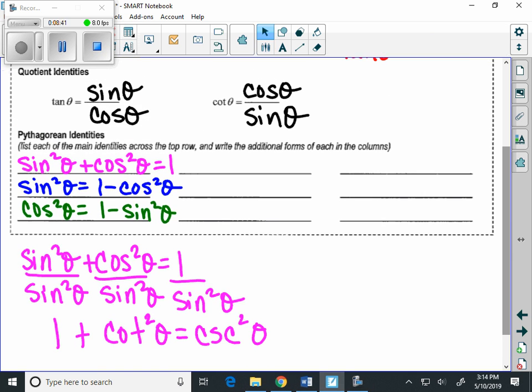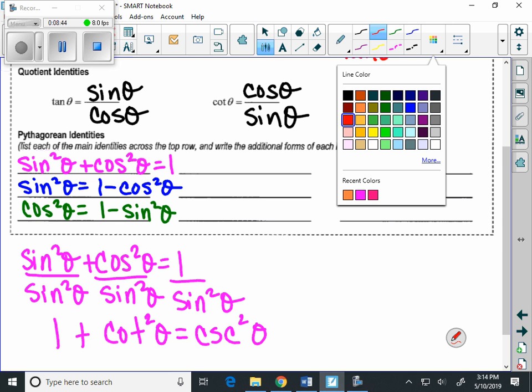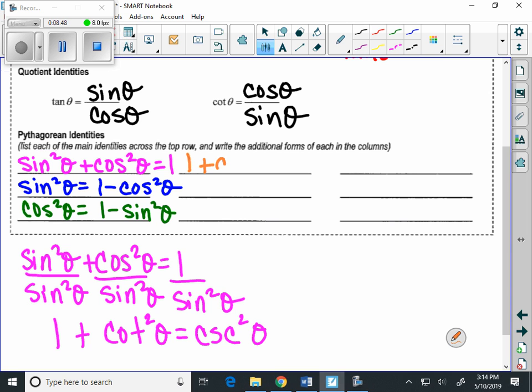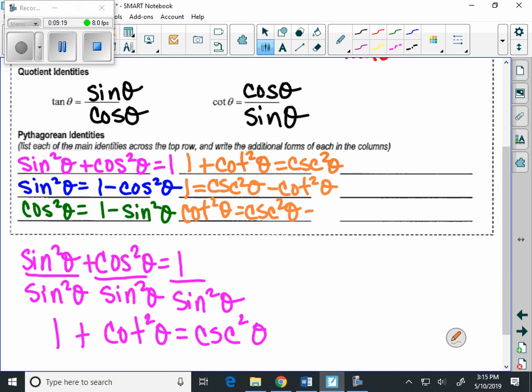And I'm going to switch up the color here on this one, but our next one is going to be 1 plus cotangent squared theta equals cosecant squared theta. And we move these things around to fill in the rest. So we can say 1 equals cosecant squared theta minus cotangent squared theta. Or we can say that cotangent squared theta equals cosecant squared theta minus 1. And I don't know why I didn't change colors on that one, but anyway, they are still good here.